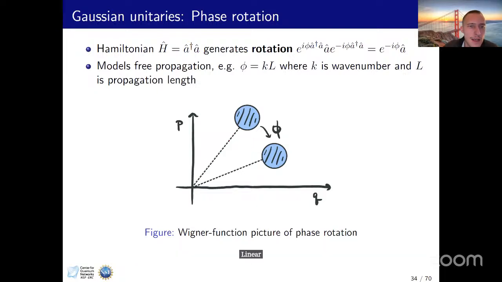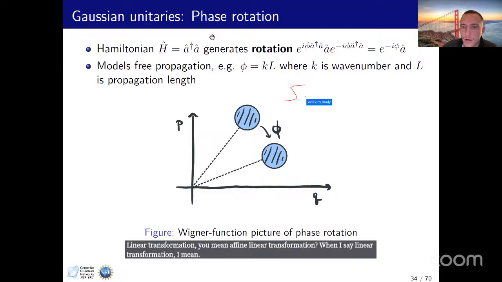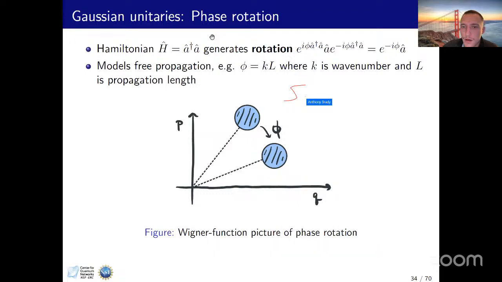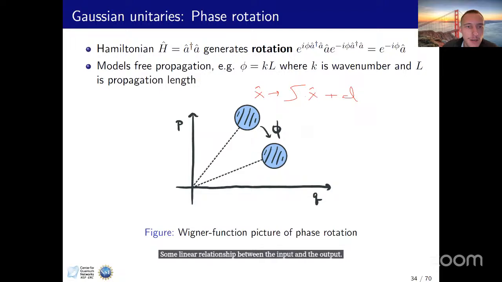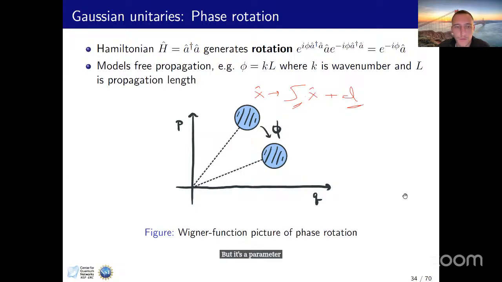Linear transformation, you mean affine linear? When I say linear transformation, I mean some linear relationship between the input and the output. And it is parameterized. So there are some affine parameters associated with S and D, but it's a parameterized linear transformation. Okay, so that's a phase rotation. Next slide, please, Howie.